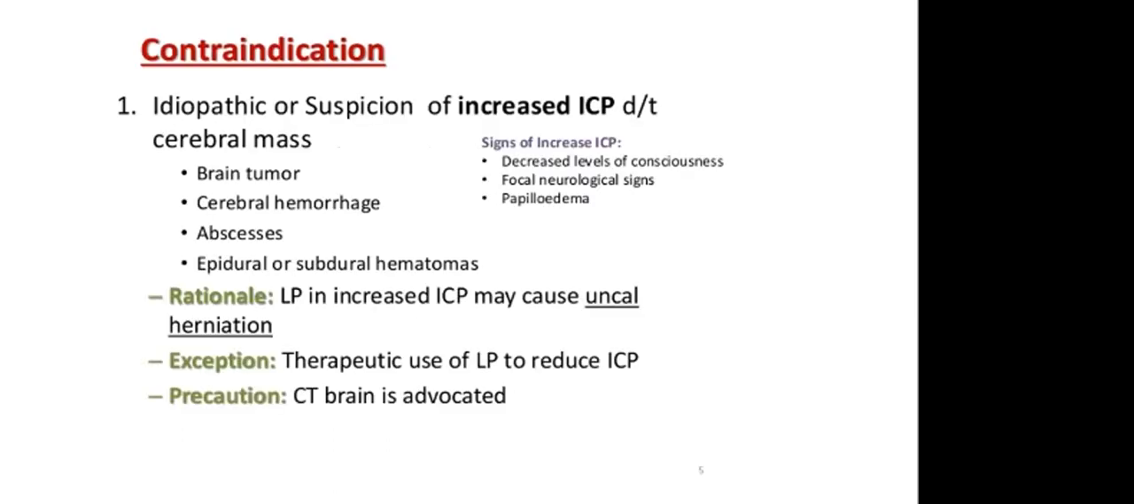So next. So for contraindication, firstly we suspect the increased ICP. So if we suspect the increased ICP by the signs or symptoms, so we must avoid the LP. So rationale, LP in increased ICP may cause tonsillar herniation. So that's why we avoid in the increased ICP. For an exception, therapeutic use of LP to reduce the ICP. So in case of increased ICP, we may do the LP to treat the problem. And we do the CT brain to investigate, to confirm.